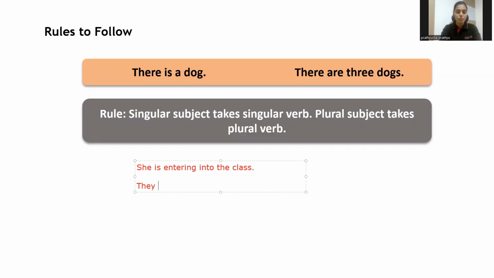Now, let's take one more example. They is playing cricket. Is it correct? No. Why? Because our subject here is plural. So our verb should be plural.